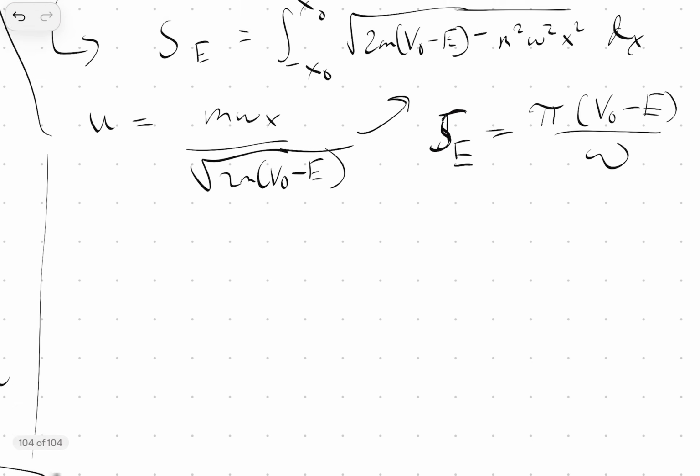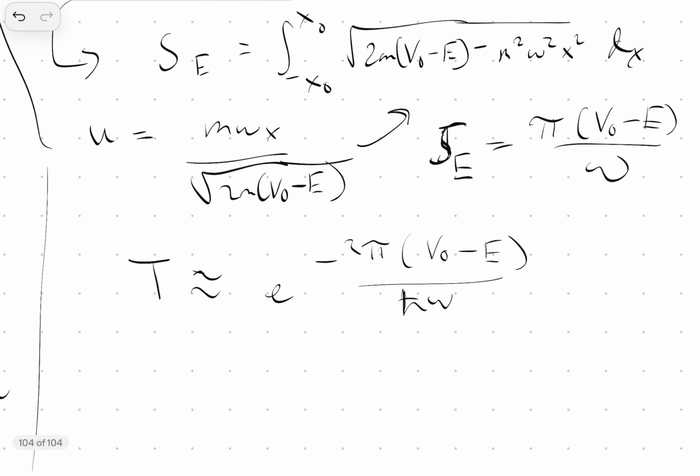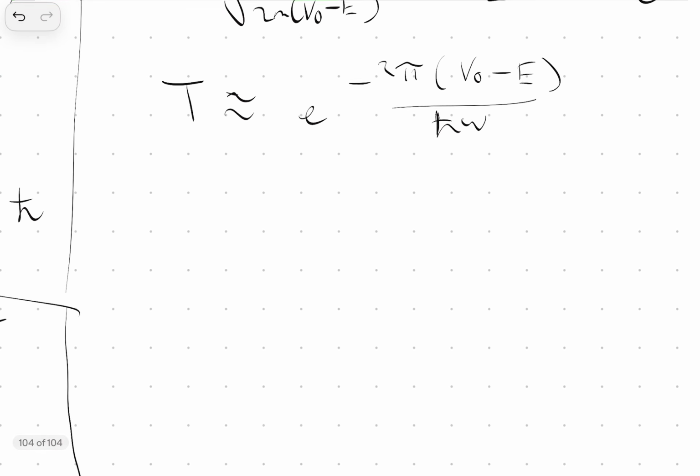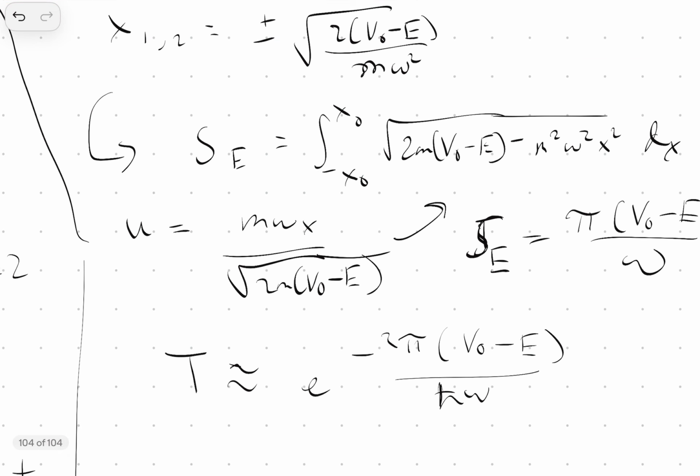Therefore, the tunneling probability is going to be approximately e to the minus 2 pi (V naught minus E) over H bar omega. Okay, so that's the exponent. So the classical action in the forbidden region, that same action that would appear in the phase, now governs the suppression exponent. So a wide low barrier and a narrow tall barrier can have the same identical suppression integral. Thus, this has identical tunneling probabilities.